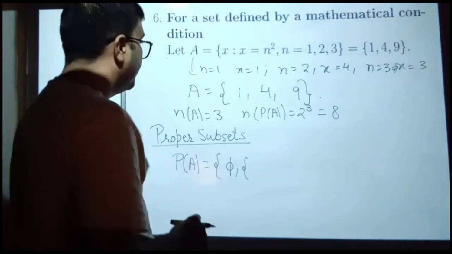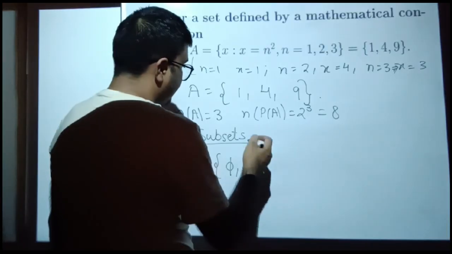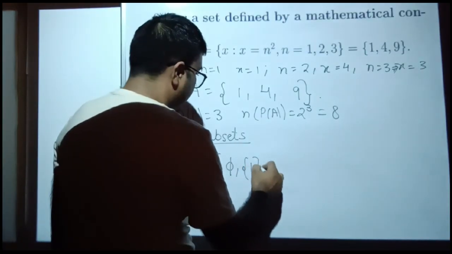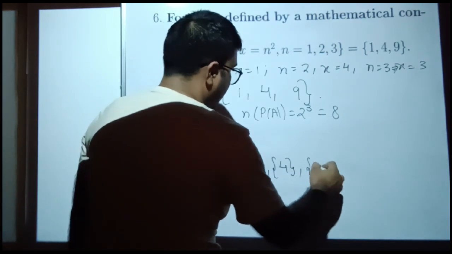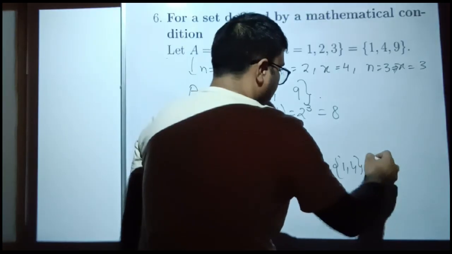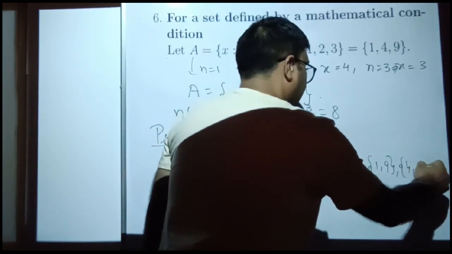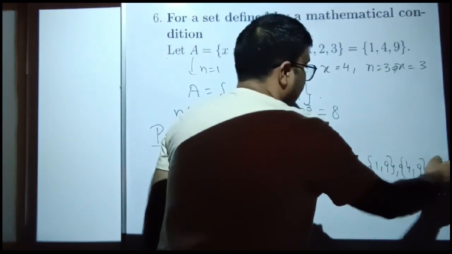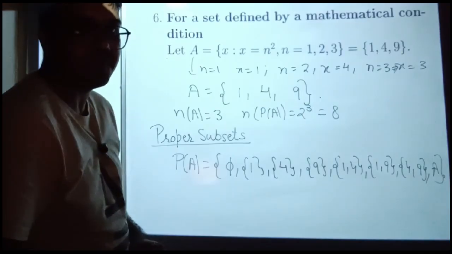So if I have to write the power set of the set A, we write phi, then the element 1, then the element 4, then the element 9, then 1 4, 1 9, 4 9, and the set A itself. These are all the subsets that we have.